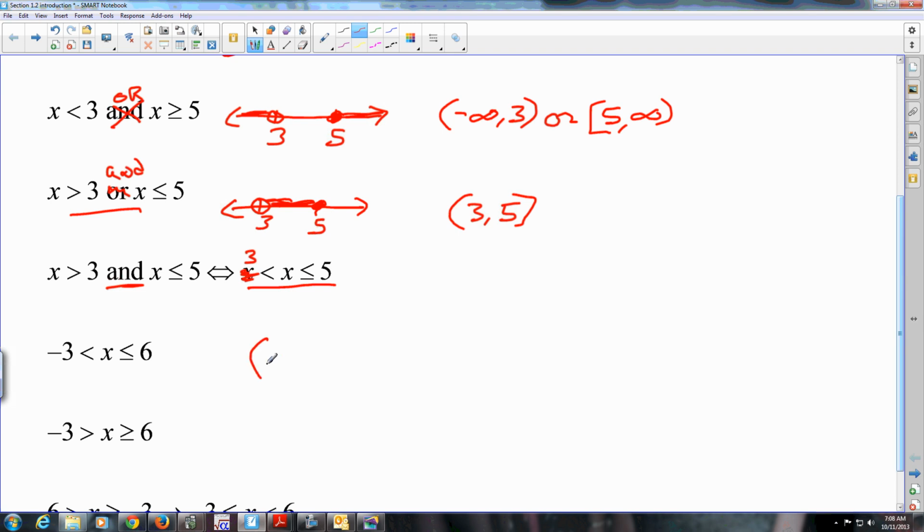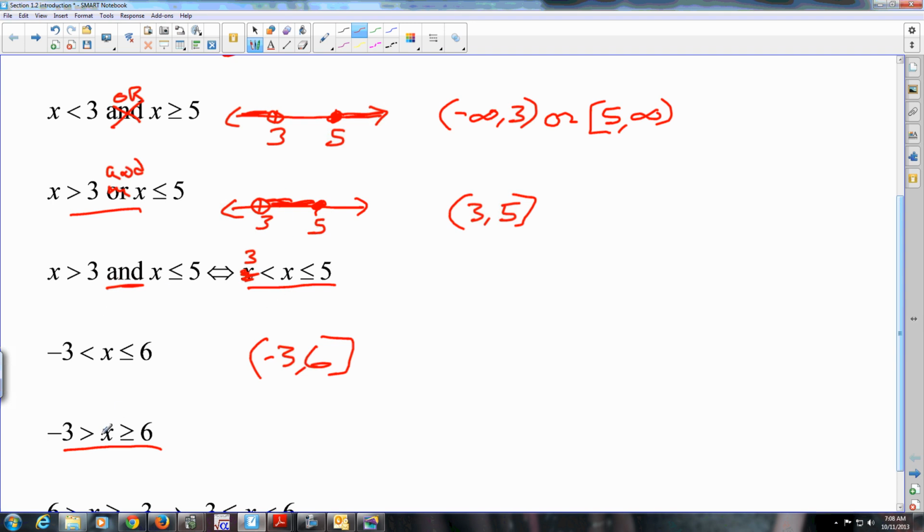So let's just try and jump straight through it. Negative 3 to 6, you're including 6. There you go. Try that one. X is smaller than negative 3 and bigger than 6. No, you can't. This doesn't make sense. Remember, this is the same thing as shading in between. That's what I said here.